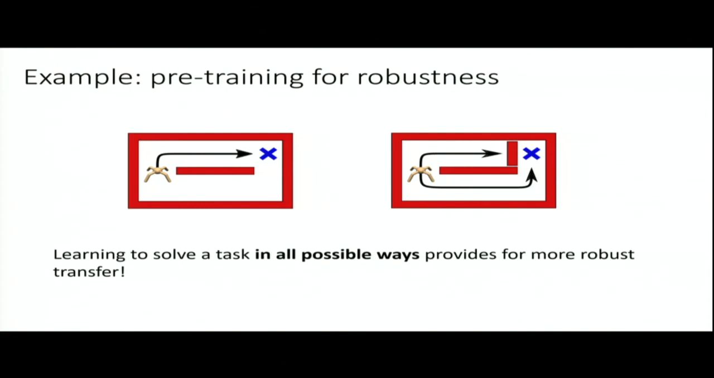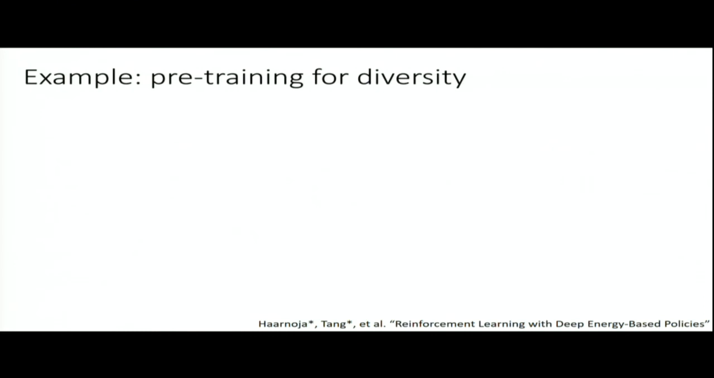And in fact, this connection between robustness and maximum entropy can actually be made formal in certain optimal control settings. So if you're interested in learning about that, check out Brian Ziebart's work on maximum entropy models for RL.